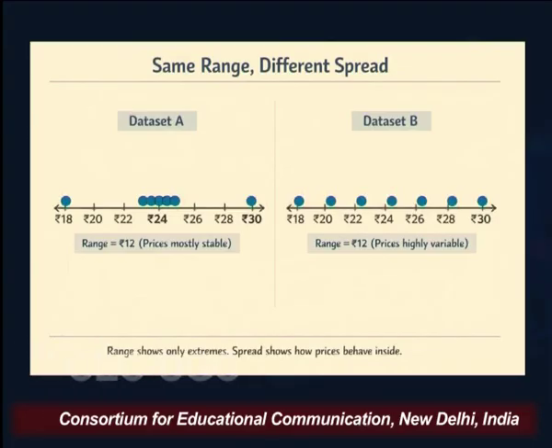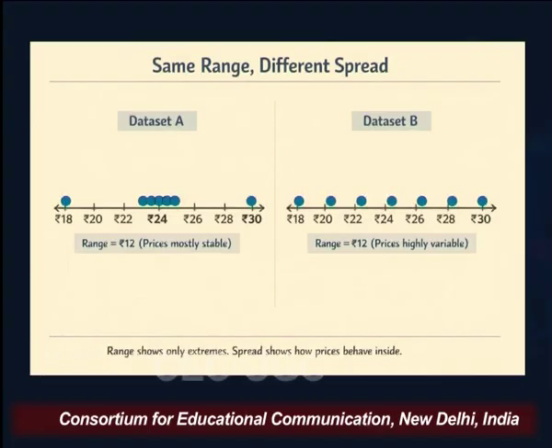However, do they tell us the typical value in a week? They do not. However, if the ranges are different, you can say the typical value for dataset A would still be around rupees 24. And for dataset B, it would be around rupees 24 also. But even though the ranges are different, you would expect a value to be clustered around rupees 24 if you talk about dataset A, while you cannot make the same observation about dataset B.